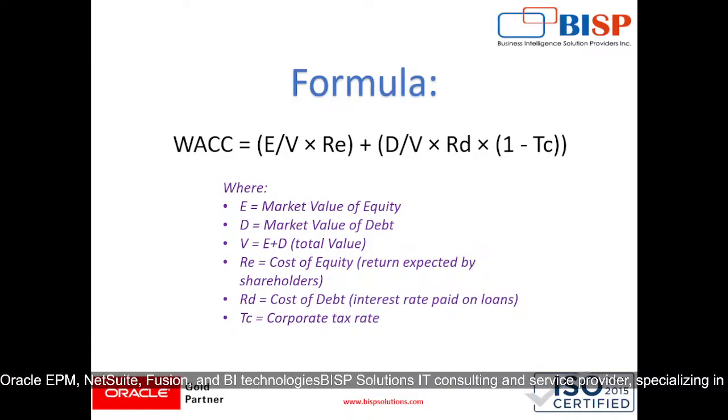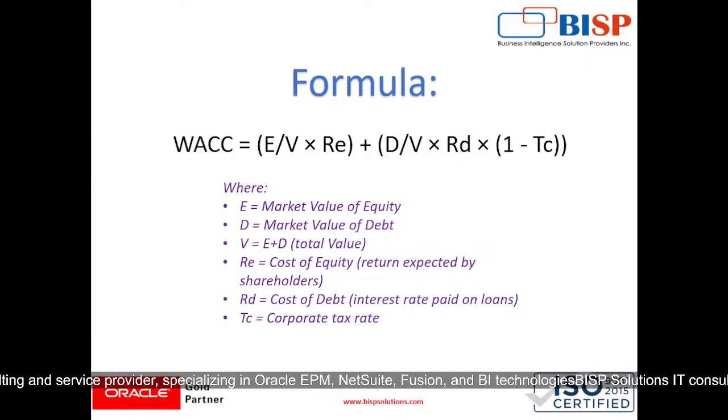So in simple words, a company has a mixture of money from owners' equity and borrowed money, which is debt. WACC tells us the average cost of this money. So a lower WACC means cheaper capital, which is good for the company.